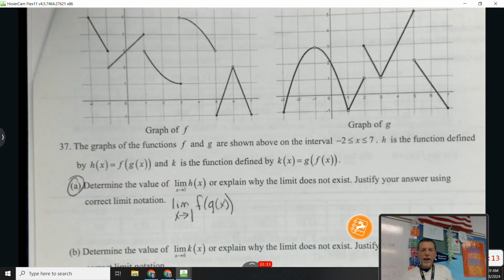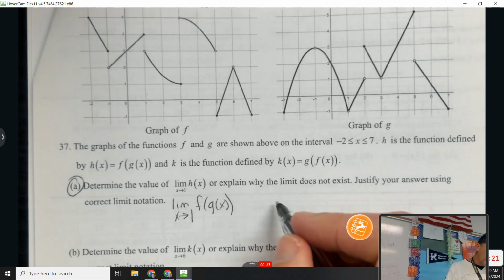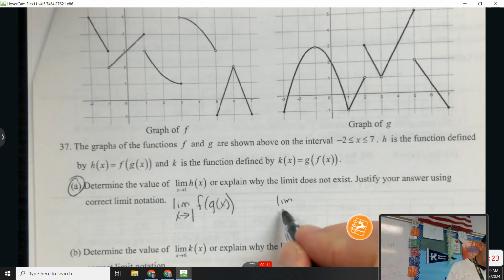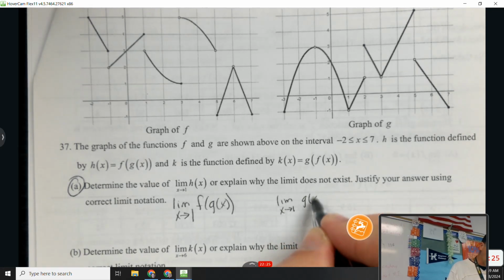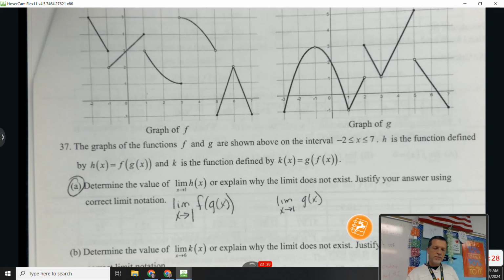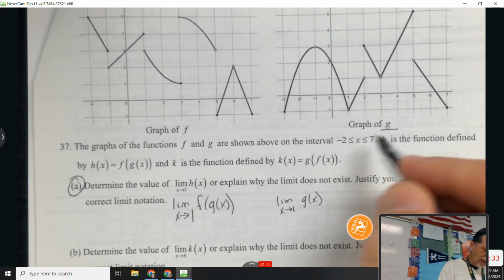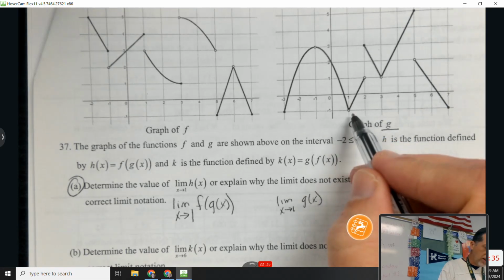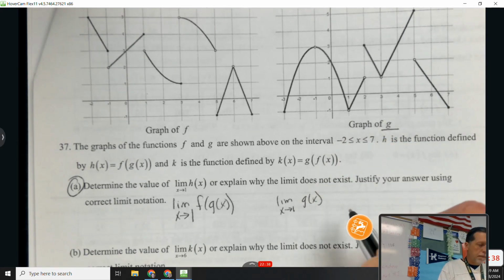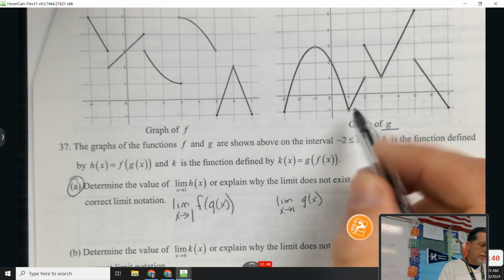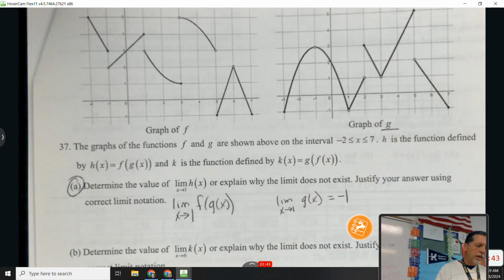When we have parentheses in math, where do we usually start? In the middle, on the inside. So let's first find the limit as x approaches 1 of g of x and see what that is. Okay, so let's make sure we're looking at the right picture. G, the limit as x approaches 1, is just negative 1. I mean, there's a hole there, but that doesn't matter. The limit from both sides is headed toward negative 1.